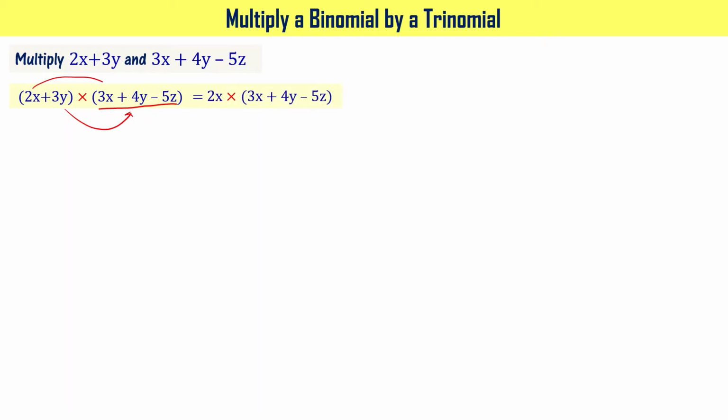2x times 3x plus 4y minus 5z. This is the first combination we said. The second, then we put plus and then put the second combination, that is 3y times 3x plus 4y minus 5z. Now we know how to multiply these, right? You would be considering the multiplication of all these three terms like that, right?